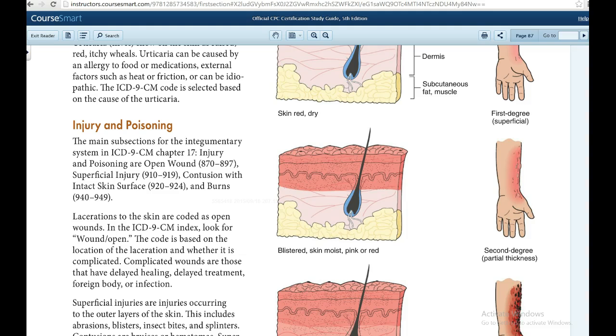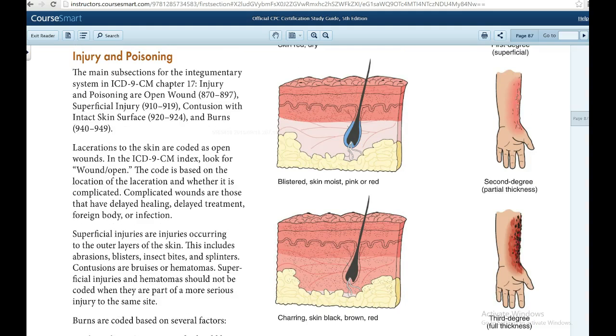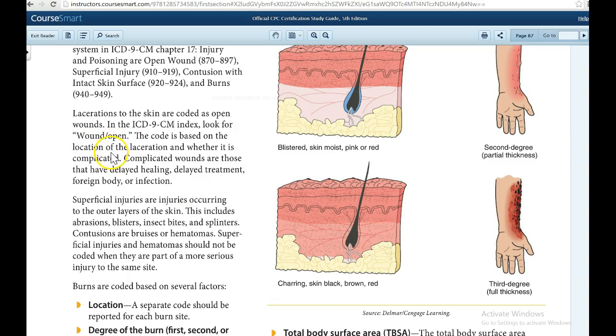In ICD-9-CM, look for wound, then open. The code is based on the location of the laceration and whether it is complicated. Complicated wounds are those that have delayed healing, delayed treatment, or foreign body infection. Now, y'all remember, open wounds are on the outside of the body. Now, if you have a liver laceration or a spleen laceration, that's on the inside. Lacerations will be referred to as wounds on the inside of the body, usually due to trauma.